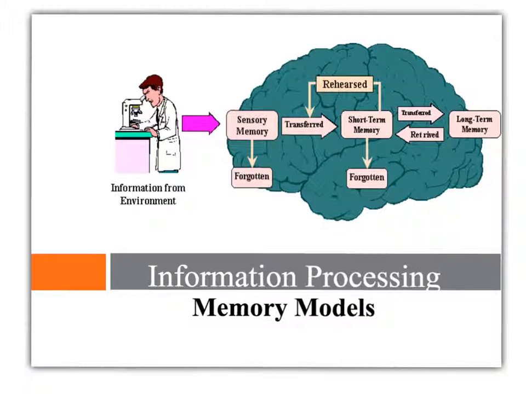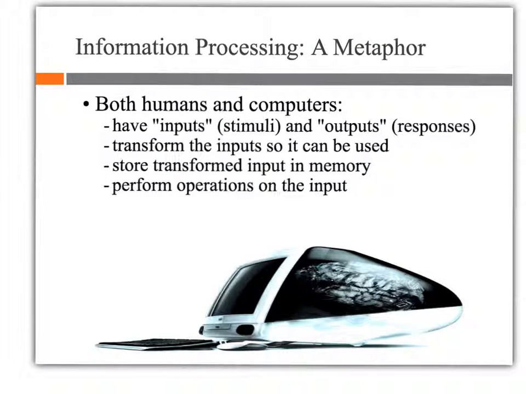So now let's discuss the information processing model, which is a model for memory and is based on the foundations of cognitive psychology theory. Information processing started as a metaphor that the human brain or human memory system works like a computer. There's inputs and outputs, and the human memory system transforms the input so it can be used. It stores and transforms input in memory, and performs operations on the input in order to use it.